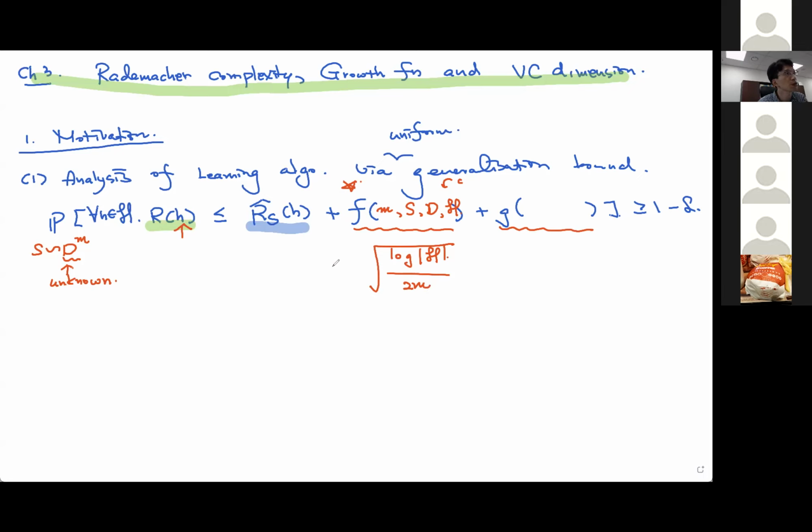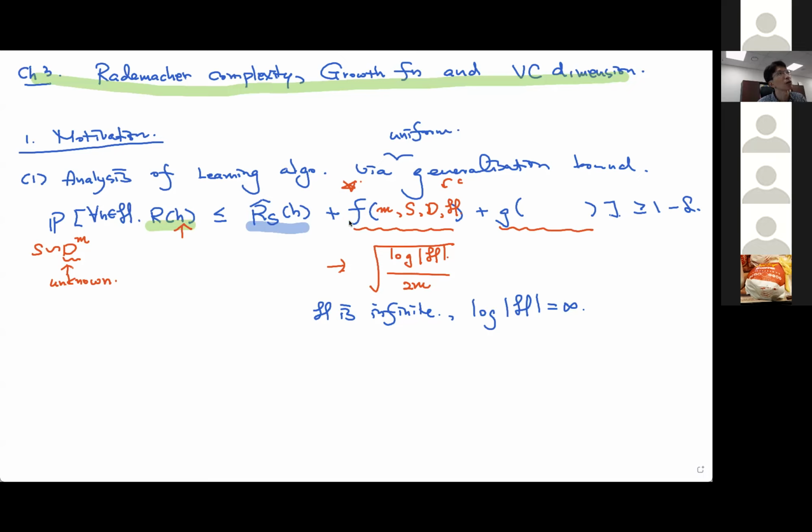So what's the problem of this result? The problem is that if the hypothesis set H is infinite, then log of the size of H is going to be infinite. So this bound doesn't say anything. The infinity upper bound is useless. So what we're gonna develop in this chapter is something that can also work for the infinite set. That infinite set can be uncountably infinite, doesn't really matter, but we will have some quantity.